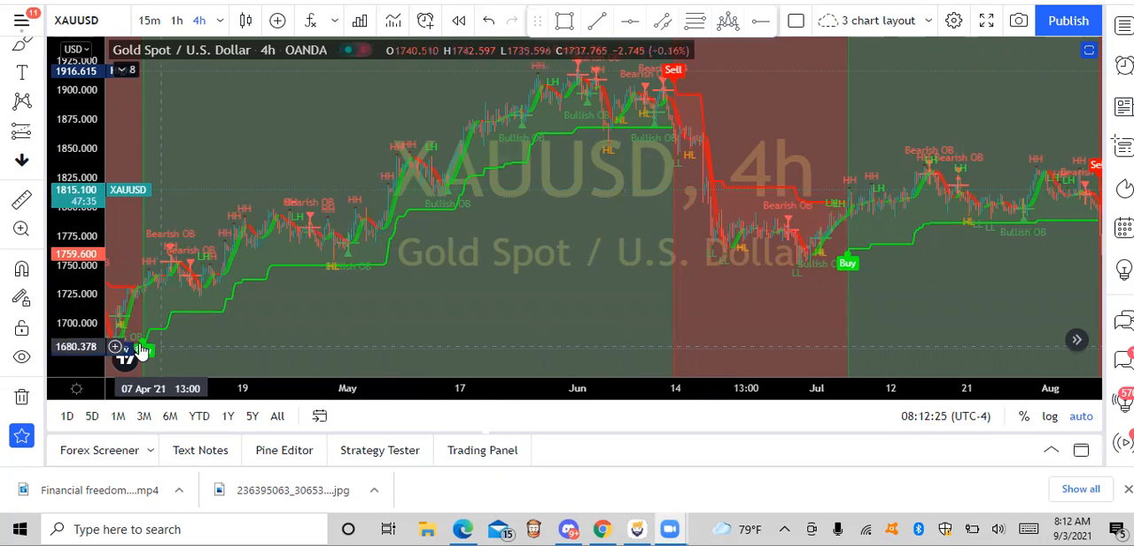This tool will tell you when to buy. As you can see here, it says buy. And as you can see, it went into an uptrend directly into profit.